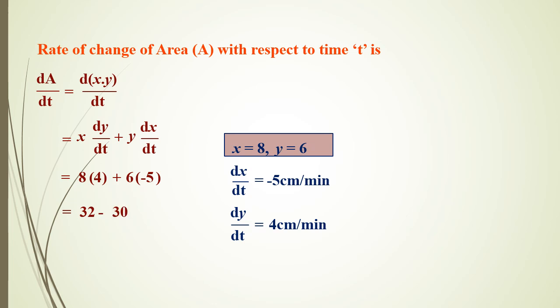It will be 8 into 4 is 32, plus 6 into minus 5 is minus 30, so it will be 2 centimeter square per minute. Why centimeter square per minute? See, dx by dt is centimeter per minute, dy by dt is also centimeter per minute, centimeter into centimeter, centimeter square per minute, common to both the terms. Therefore once you determine 32 minus 30, it will be 2 centimeter square per minute. Don't forget to write its unit also. This is the rate of change of area of a rectangle with respect to time.